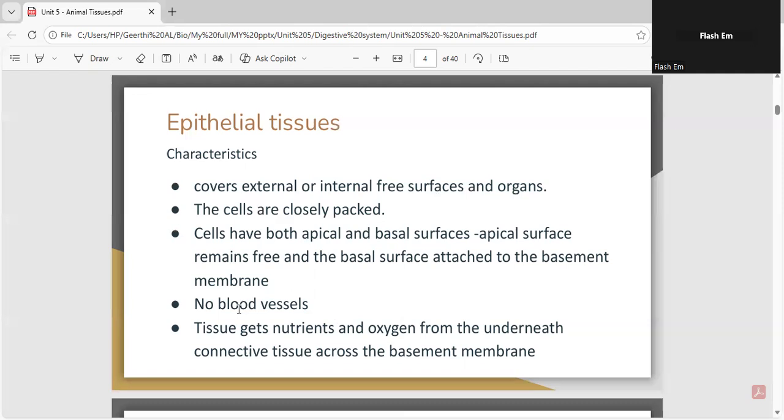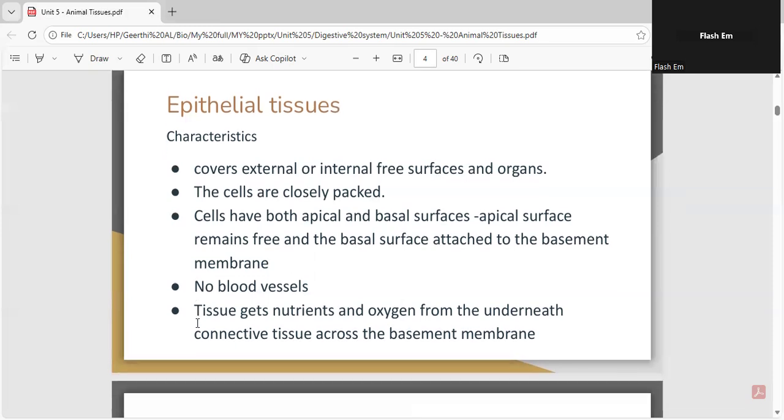Tissue gets nutrients and oxygen from underneath, from the connective tissue across the basement membrane. Hemoglobin is the one which carries oxygen, right? So if there are no blood vessels there, how will the tissue get it? It will get the nutrients and oxygen from underneath, from the connective tissue. Okay, so those are the major characteristics of epithelial.